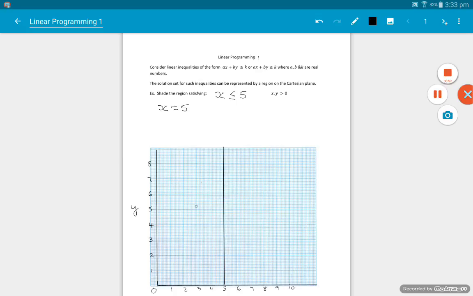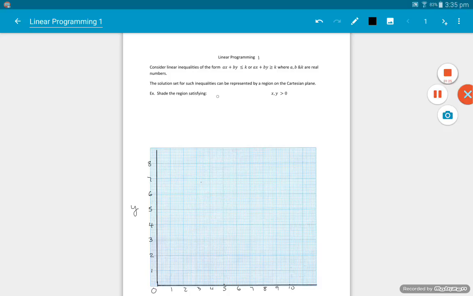We now have two regions, one to the left, one to the right. We go back to our given inequality, x less than or equal to 5, and we determine which side of the line satisfies that region. If we look at a point over here, all the points on this side have x coordinates less than 5. And so it is to the left of the line that is our solution region.